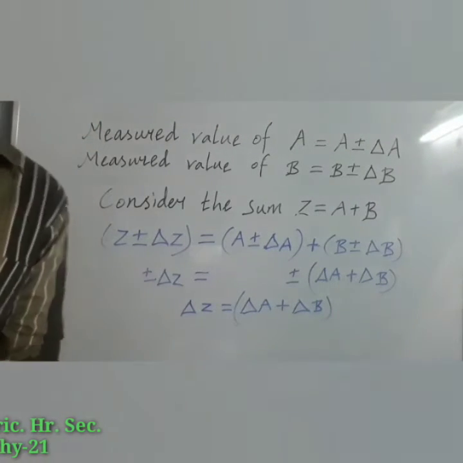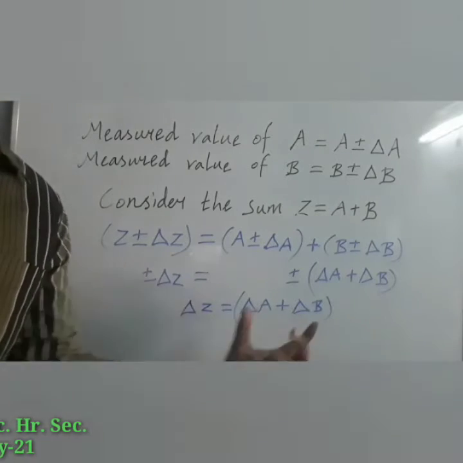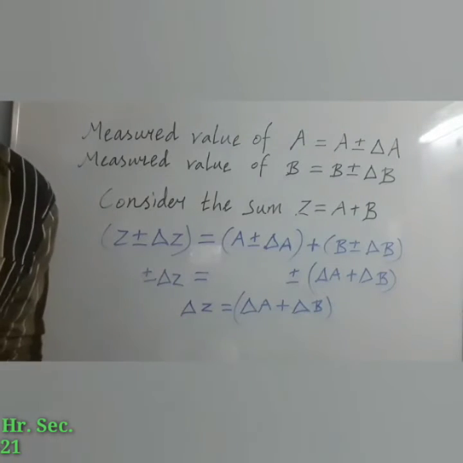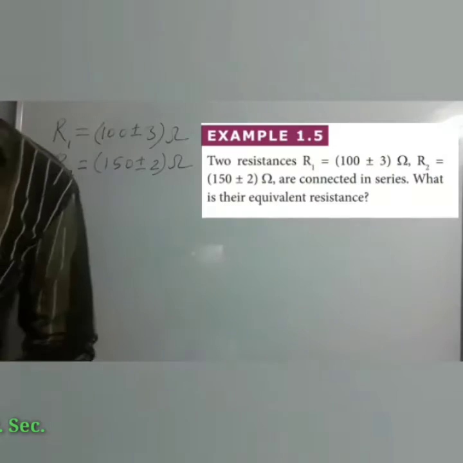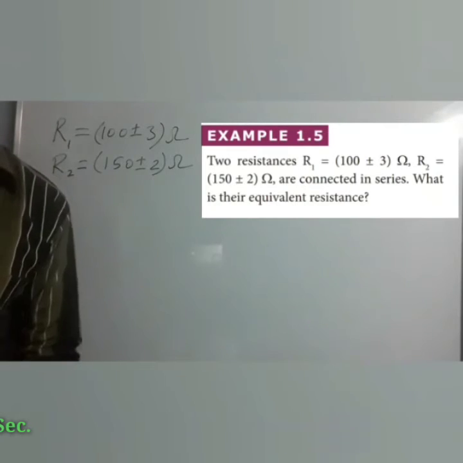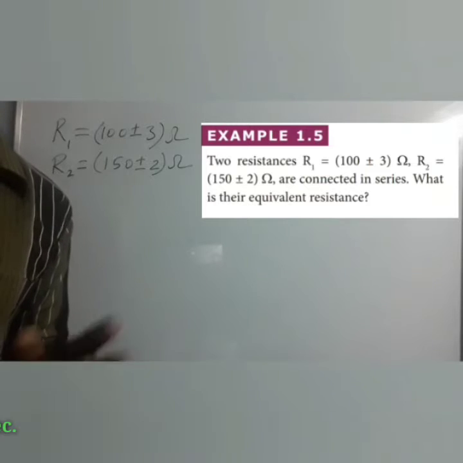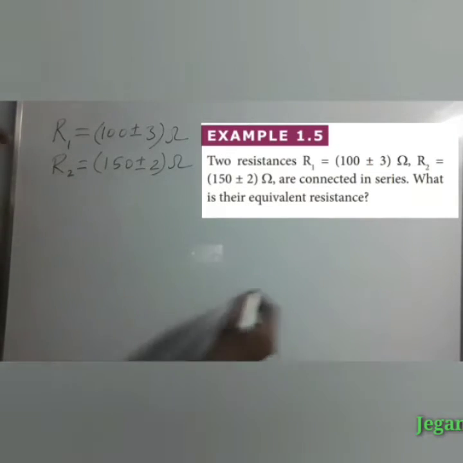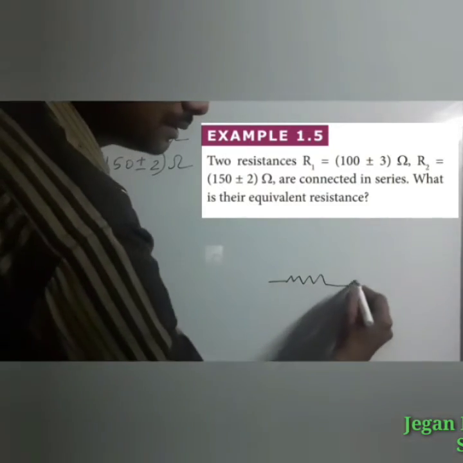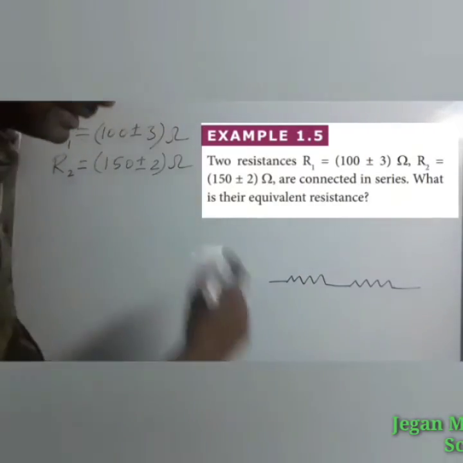We note it down. Errors always want to be added. To understand this, let us take the example problem 1.5. In example 1.5, they are given two resistance values. Both are connected in series. So two resistors, both are connected in series.